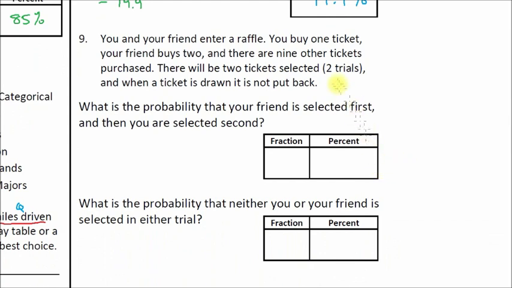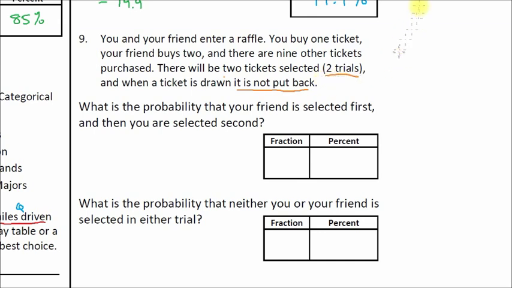You and your friend enter a raffle. You buy 1 ticket, your friend buys 2, and there are 9 other tickets purchased. There will be 2 tickets selected, class. That means you've got 2 trials. And when a ticket is drawn, it is not put back. That means we have dependent probability. Once you pick 1 ticket and you don't put it back in, the next probability is going to depend on the fact that you've already done something. So these are dependent events.